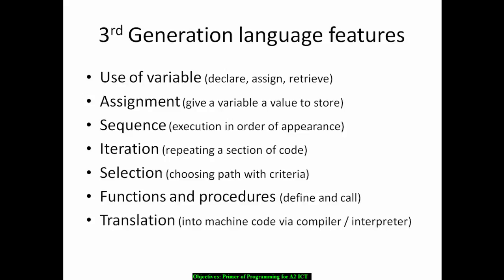And the last one is translation, as we mentioned before. Because third generation is a higher level language, it's close to humans, far away from machine code. Therefore, it needs to be translated into machine code.